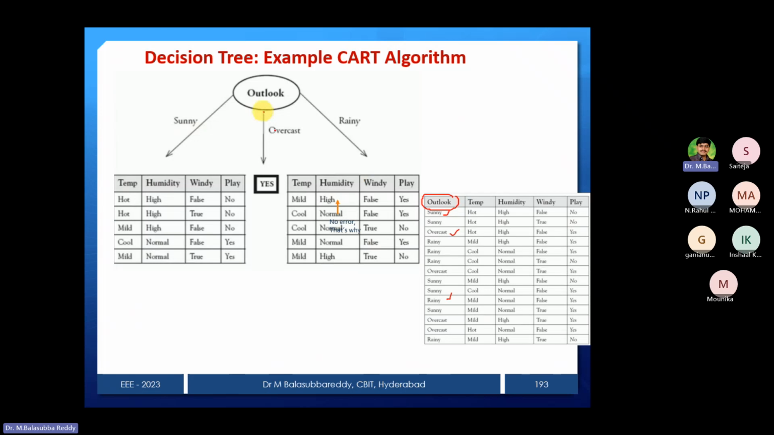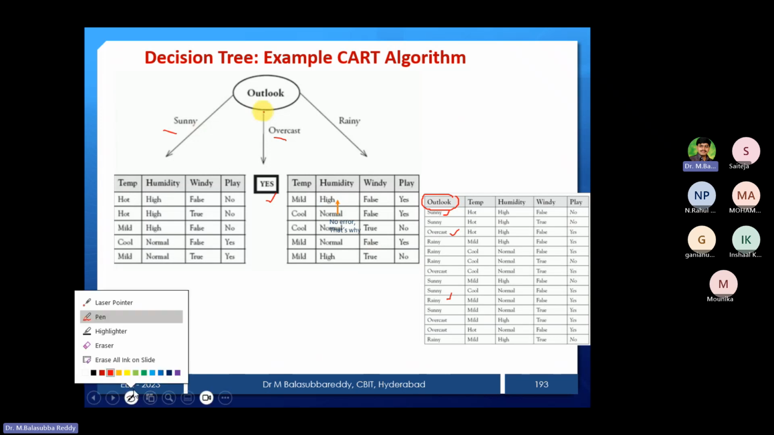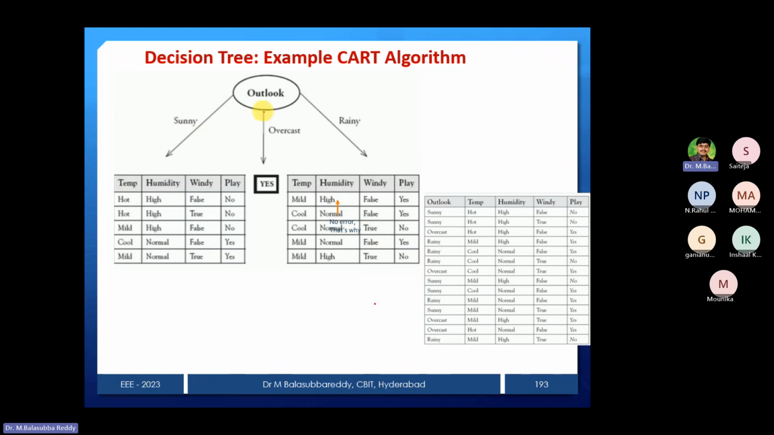In outlook, overcast is yes, which is your closed. And remaining is what? Sunny, and another one is rainy. So sunny, you take it. The rest part, you can write it here. And similarly, rainy part, you can write here. So rainy and sunny, you can observe the table which is related to that. Suppose we take sunny. In the sunny case, what are the parameters there?